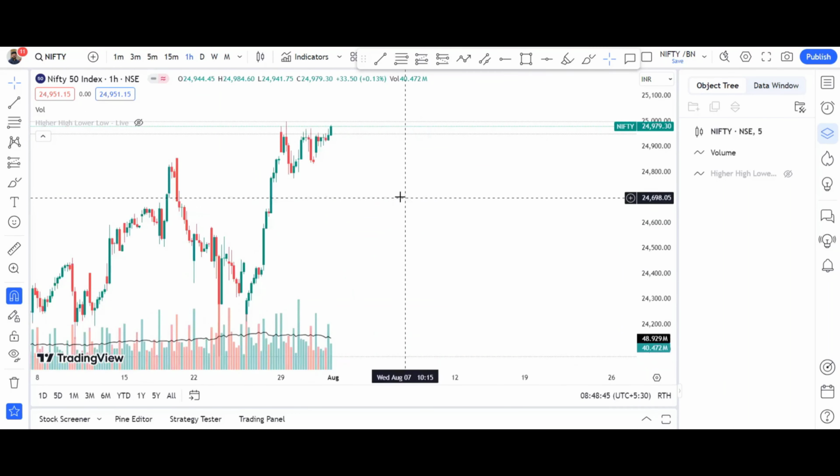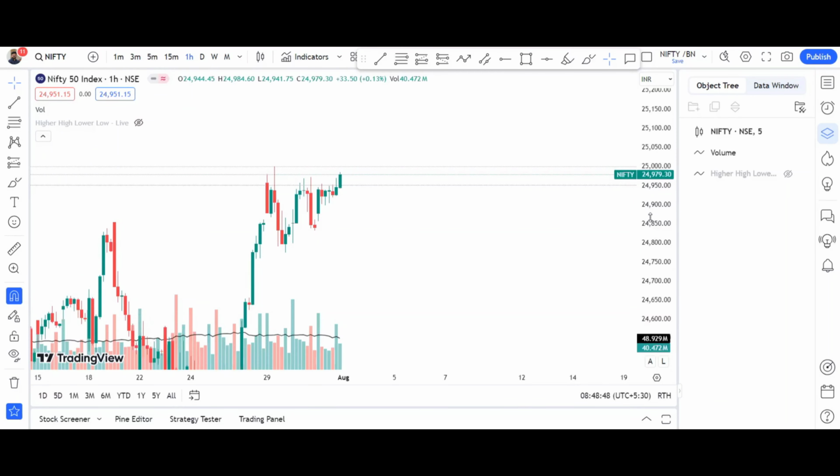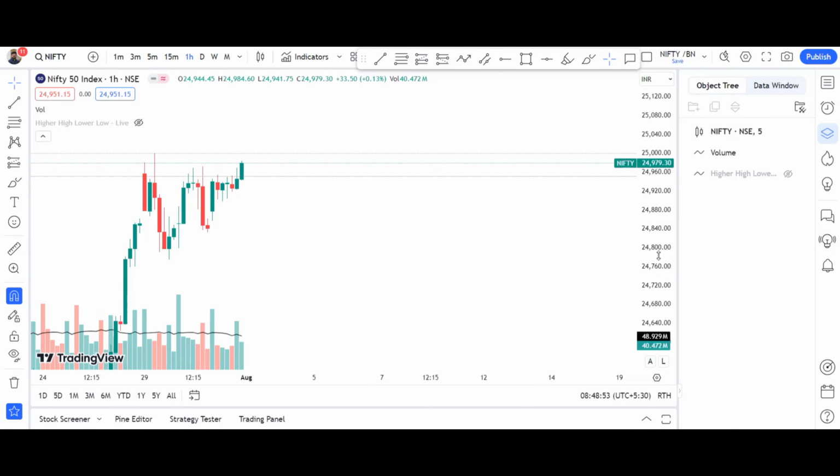Then we are looking for the liquidity zones. First we mark the sell side, that is the liquidity zones in the bottom level. So we can mark this as a sell side.